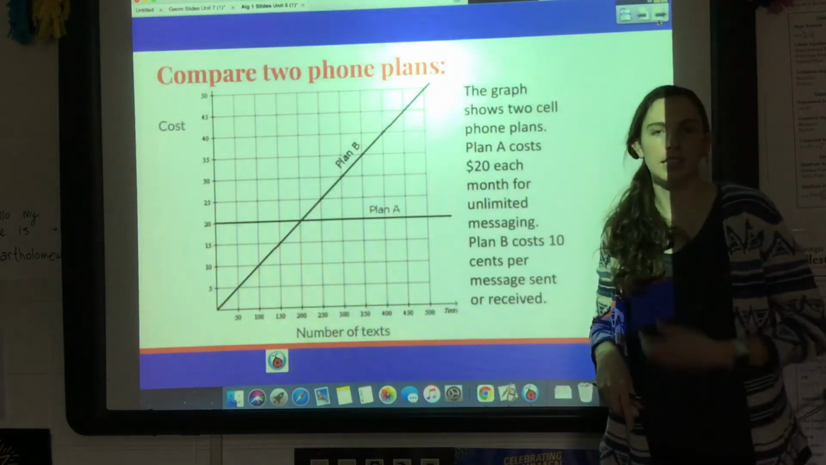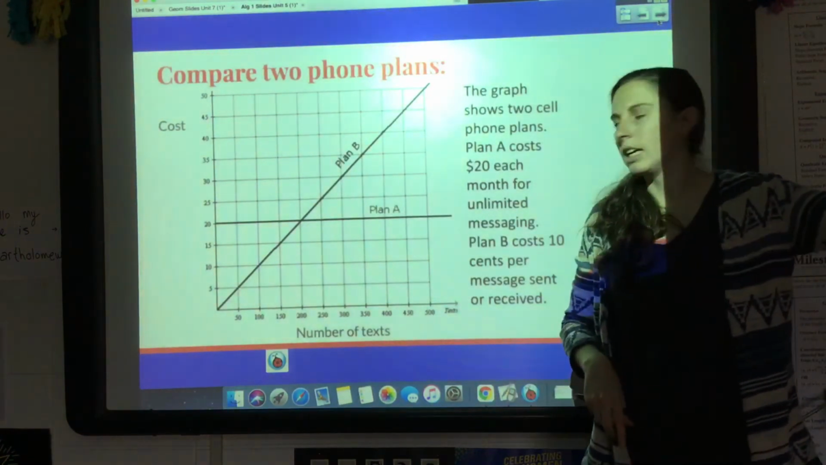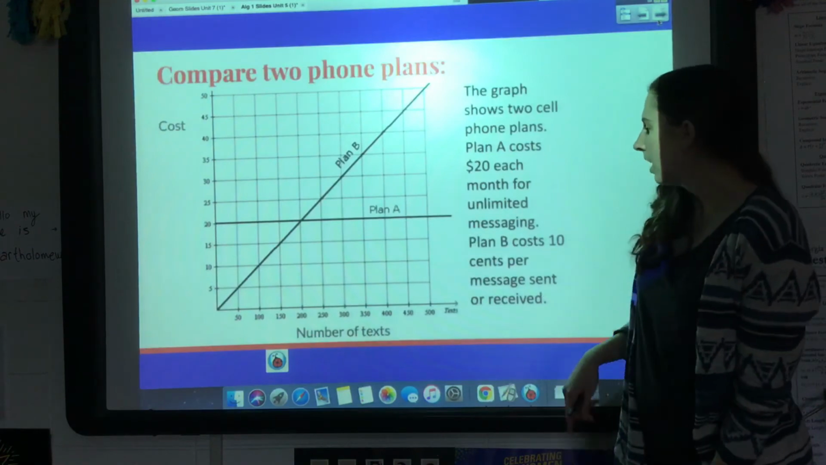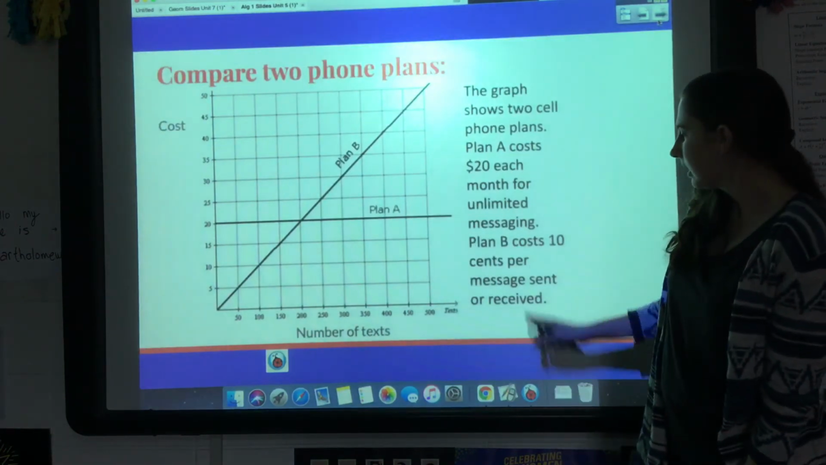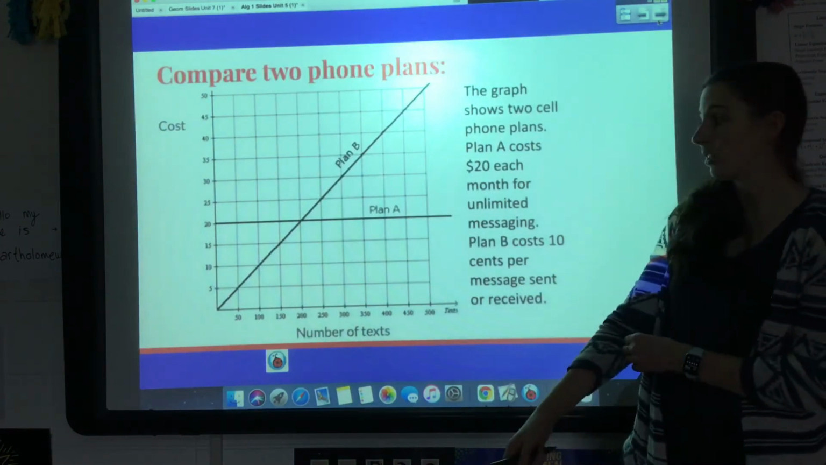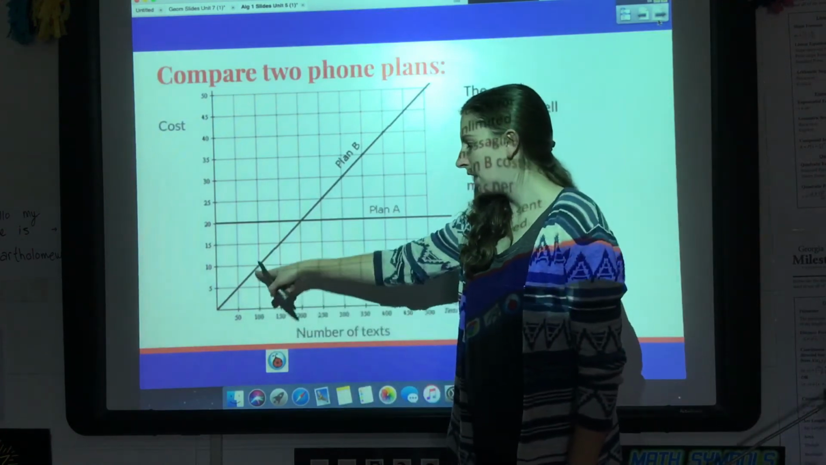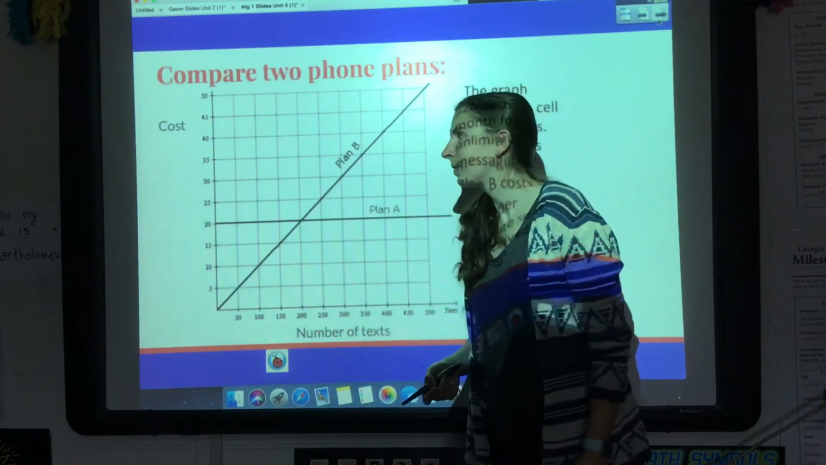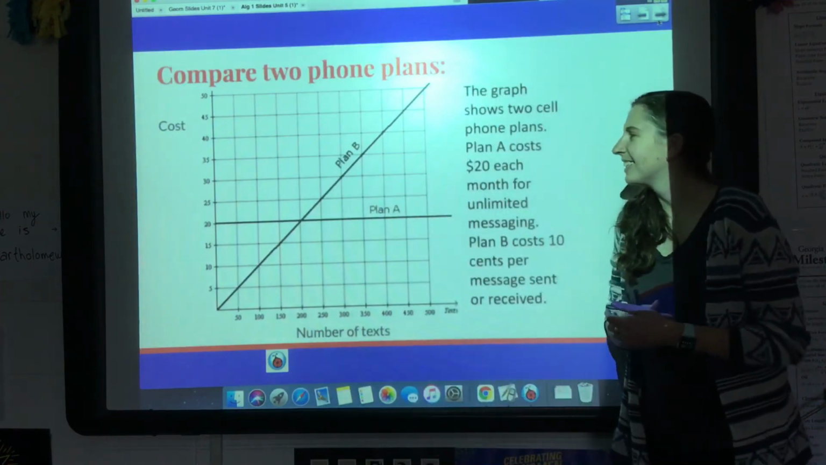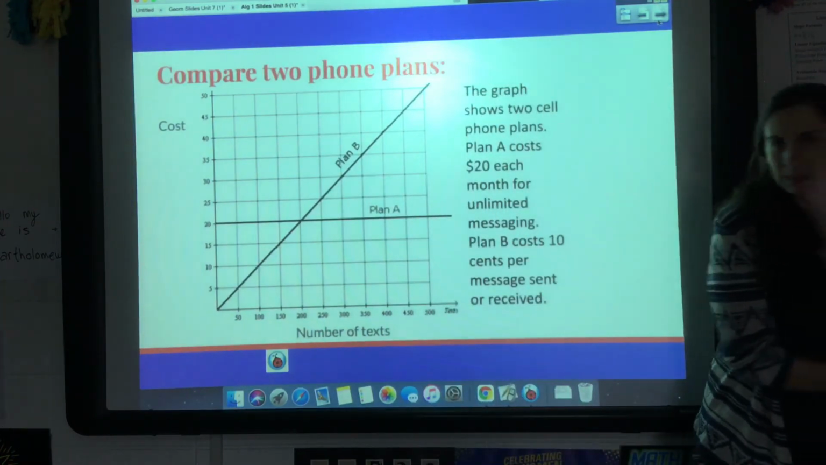We call that a constant function. It stays constant. It literally just equals 20. Plan B costs 10 cents per message you send or receive. So let's say you send 100 messages, you owe $10. Which plan would you want? I don't actually know how many texts I send.